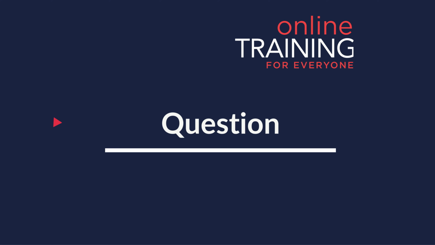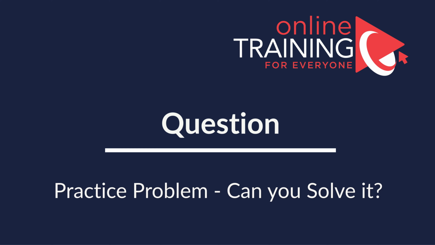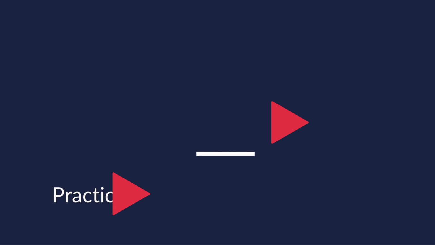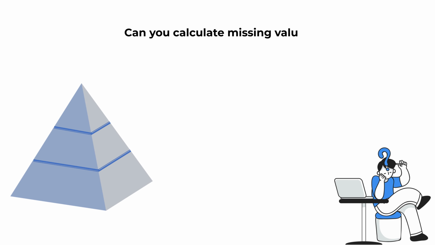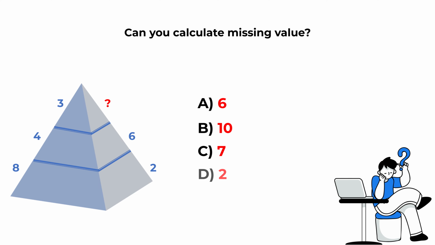Hopefully you've nailed this question and now know how to answer similar ones. And now, here's the question for you to practice. You're presented with a triangle, which is broken down into 3 equal horizontal parts. On the left side of the triangle, you see numbers 8, 4, and 3 if you go from the bottom to the top. And on the right side of the triangle, you see numbers 2, 6, and 1 number is missing. You need to select the missing number from 4 different choices. Choice A, 6. Choice B, 10. Choice C, 7. And choice D, 2.